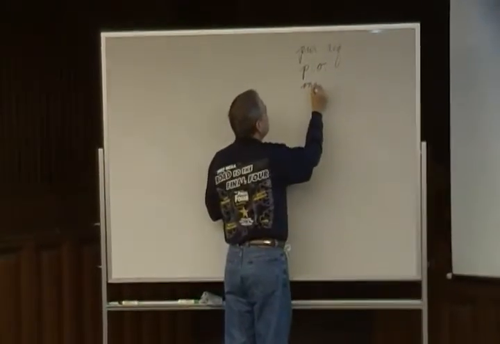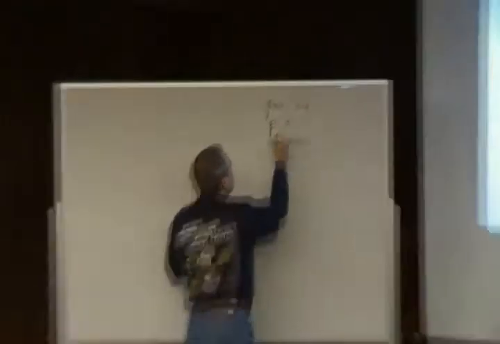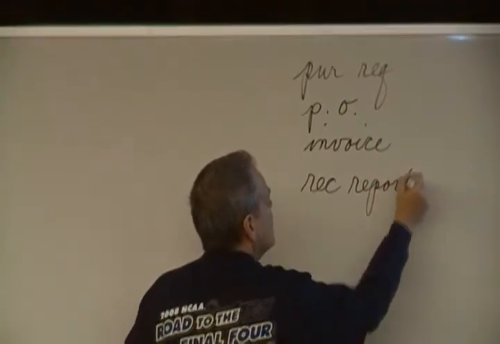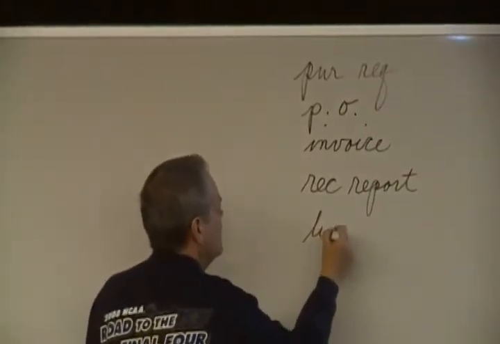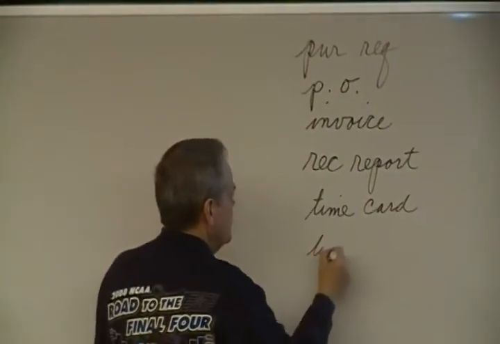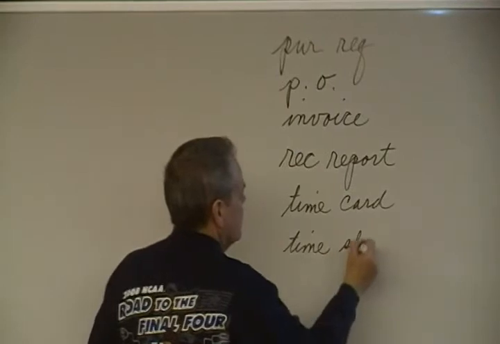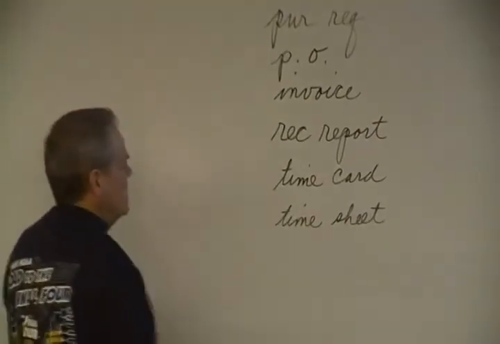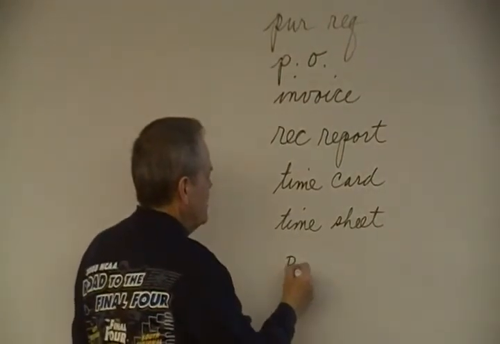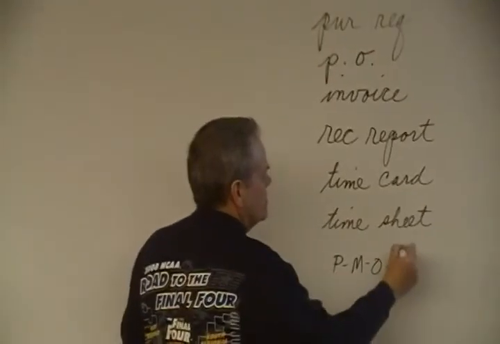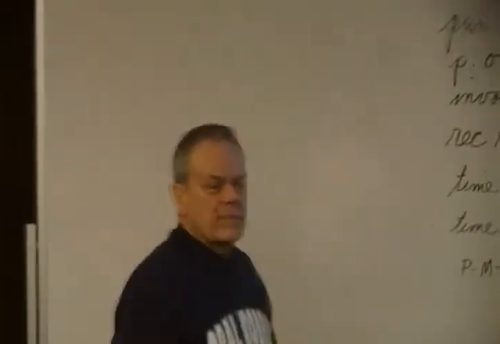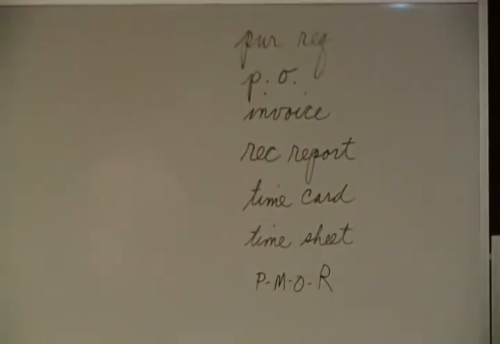Invoice, receiving report, time card, time sheet. I might have to add some more to the list. I'm doing this off the top of my head. Predetermined manufacturing overhead rate. That'll get us started at least. We may have to add some.